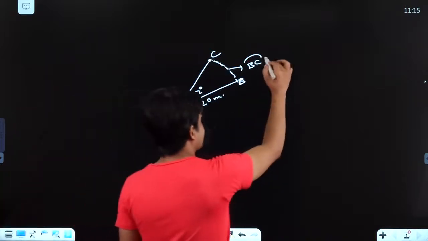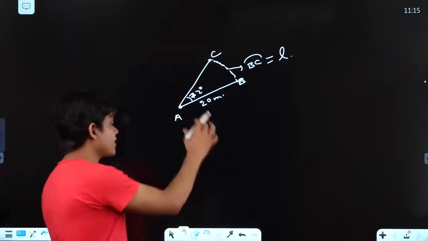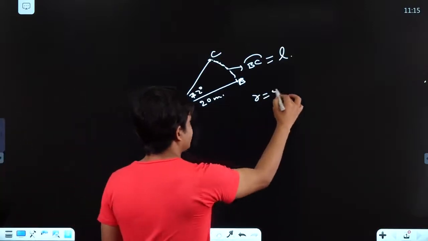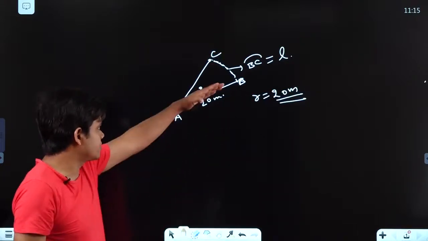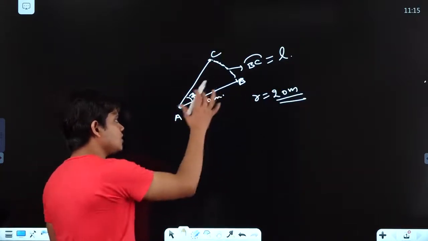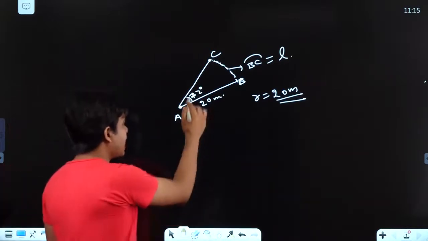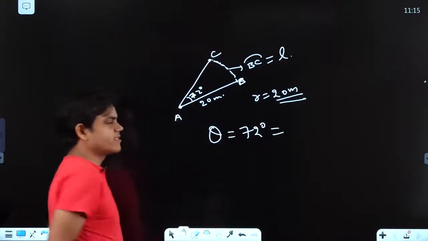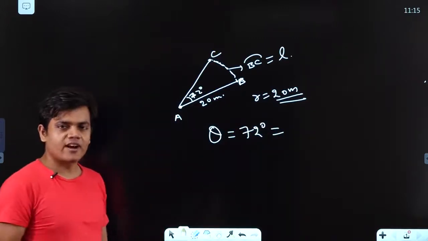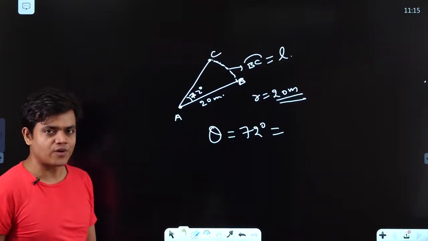You have to find this arc length BC, because this is the distance traveled by the horse. So we can take it as L, arc length. And the radius will become what? 20 meter. This is a tight rope, which is of length 20 meter. And this angle theta is what? 72 degree. So we have to change it into the radian form, and thereafter we can get our arc length L by using theta is equal to L by R.